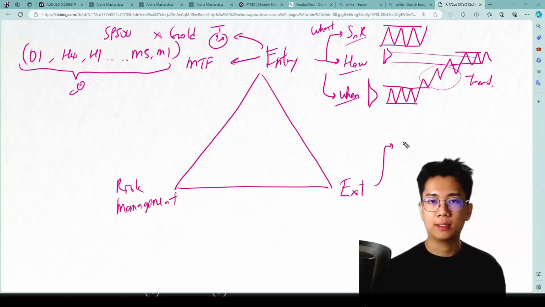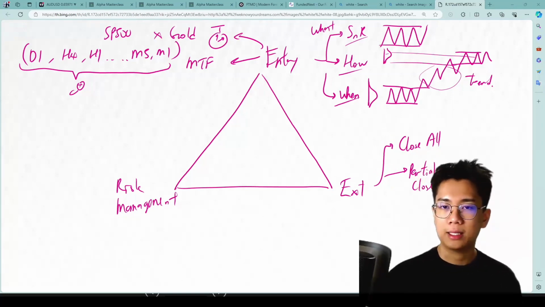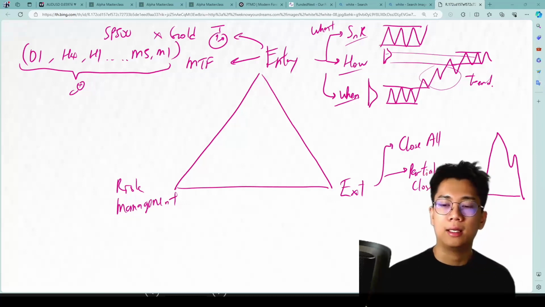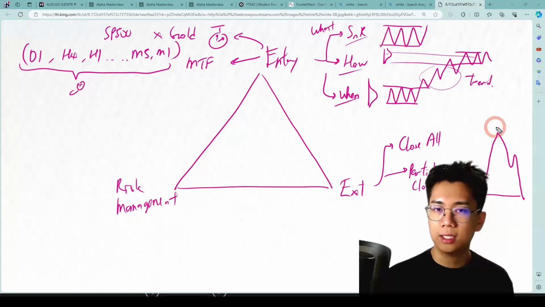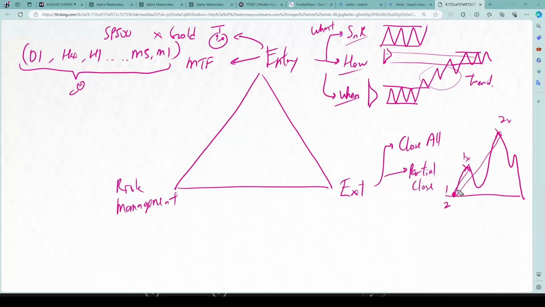Since day 1, we learned about the easiest one, which is to close all. But the hardest one is partial close, which is done by the robot. When you have the trades, it does it like this. You buy here, then you can choose to close here and here. Close for the first time, close for the second time. You buy 1 time, 2 times, close for the first time and second time, bit by bit.